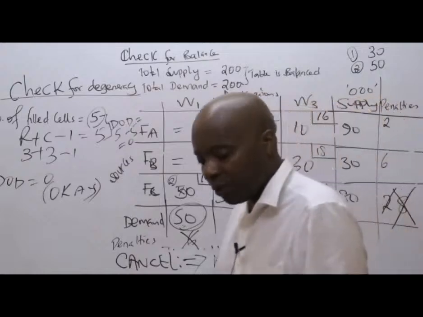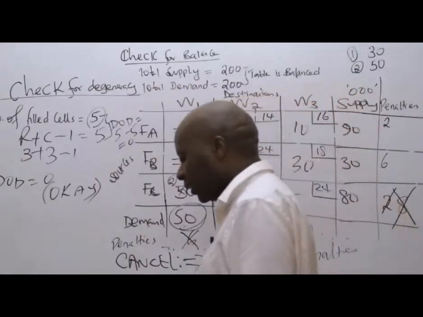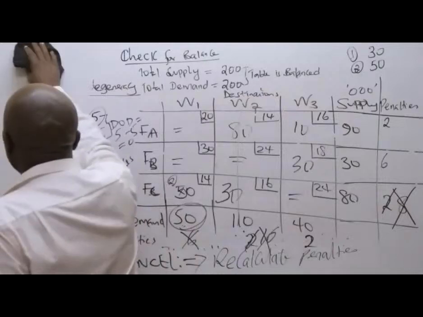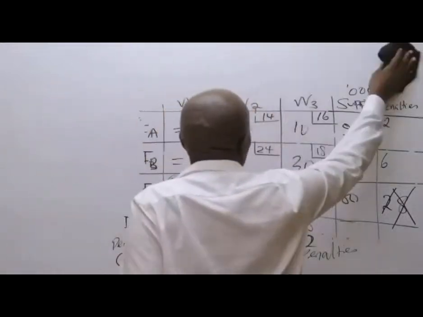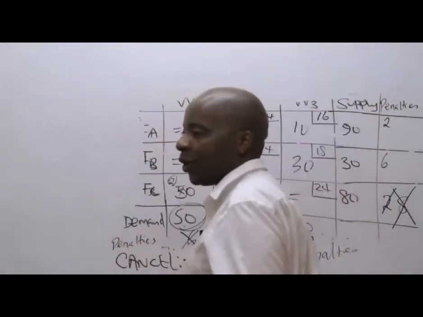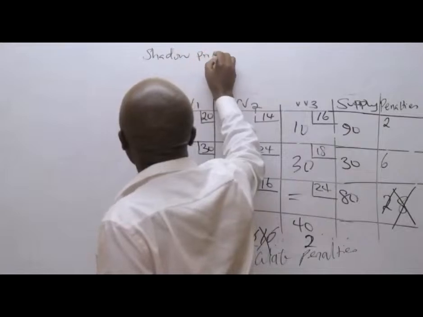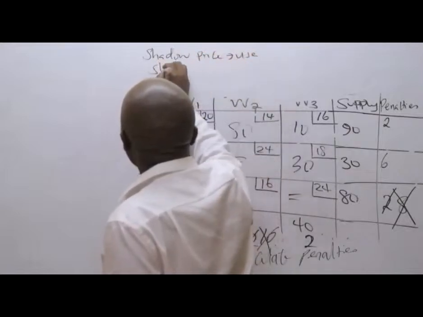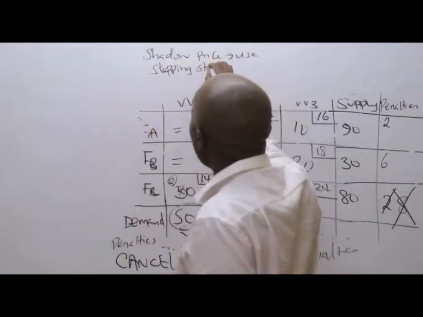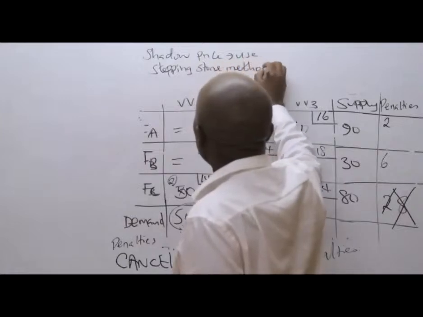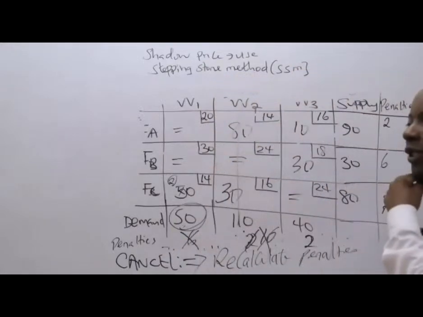Now, ladies and gentlemen, we are at home. Now that we have realized that we have a solution, we shall go to the last step. The last step is the one of computing shadow prices. Come and compute shadow prices for us. Remember, for shadow prices, use the stepping stone method, which is SSM.